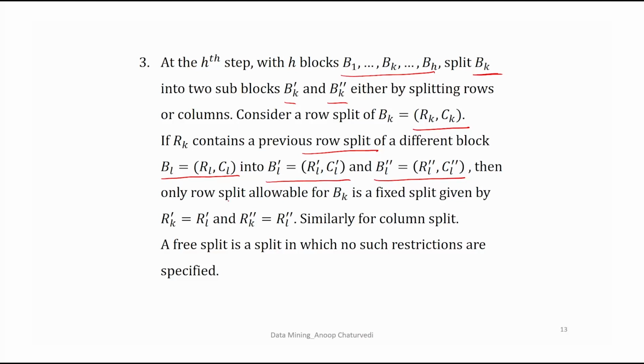Then the only row split allowable for Bk is a fixed split given by Rk dash equal to RL dash and Rk double dash equal to RL double dash. So, keep this in mind. If Rk already contains a previous row split, then for the row split, we put this constraint Rk dash equal to RL dash and Rk double dash equal to RL double dash. Similarly, for the column split also. And then a free split is a split in which no such restrictions are specified.